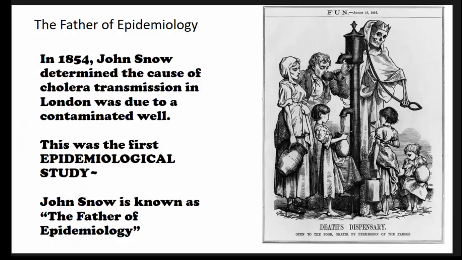John Snow was coined the father of epidemiology. In 1854, John Snow determined the cause of cholera transmission in London. He found that it was due to a contaminated well. This was the first epidemiological study.